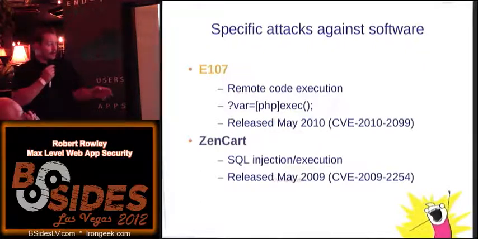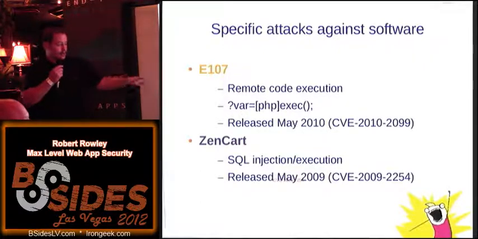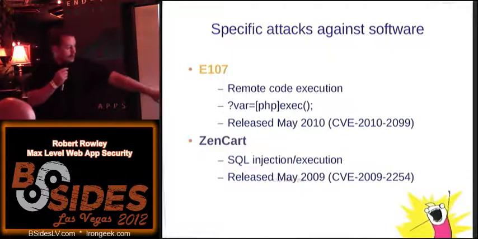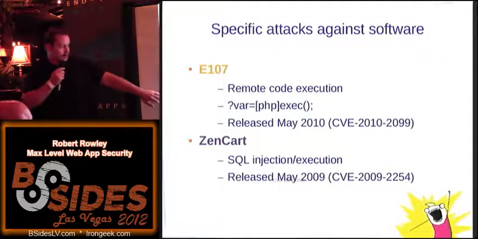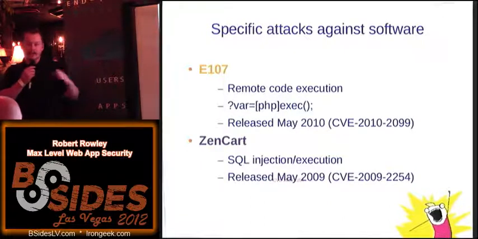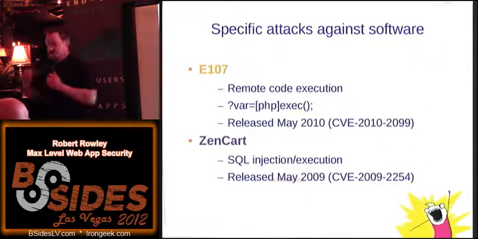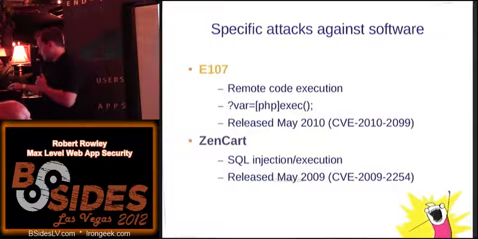And then the other one that I'm going to go into is Zencart. Zencart's a very popular open source web shopping cart. The attack here was released in May 2009. There's a CVE code. It was actually SQL injection/execution. I'm not going to go into the details on it here as I did with E107 because it's complex.